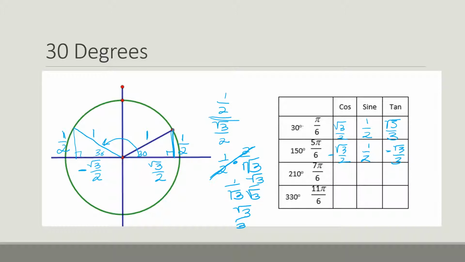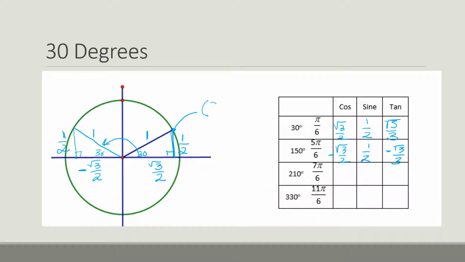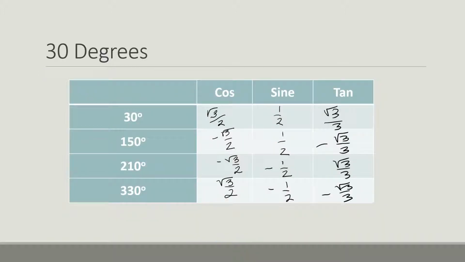Now, one thing I want you to notice is that with this point right here, the coordinates of this point are -√3/2 and 1/2. So your cosine is always your x, and your sine is always your y. Take a second and fill out these last 2 rows, and then you can pause. Here are your values for cosine, sine, and tangent.